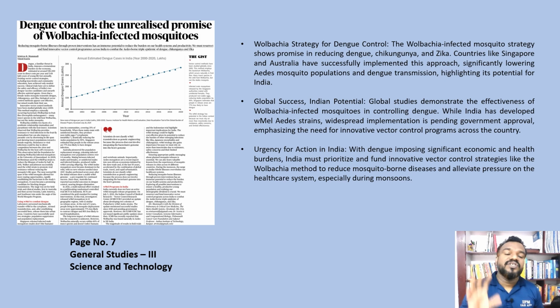So that is what is mentioned in this particular article. So you can go through this strategy, the Wolbachia strategy, what is it, who has developed this, in which all countries it was implemented, and what was the success rate in that place. All those things you need to have an idea about, and what is the program which was initiated by India and why it is lacking the approval from the government part. All those points you can have an idea. This particular article is coming in page number 7, General Studies 3 and Science and Technology.